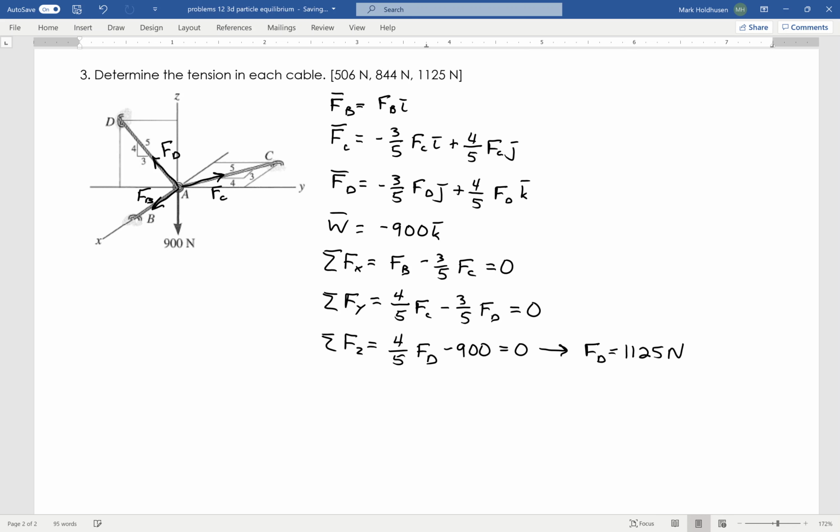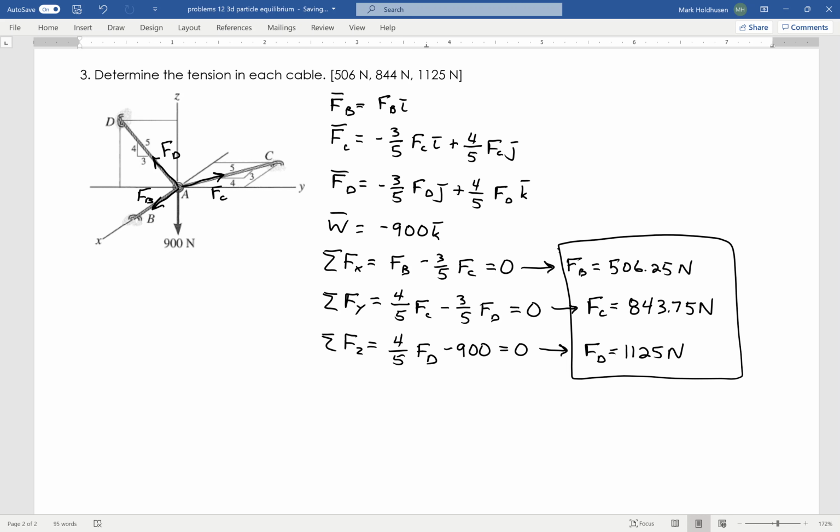Then I can take that, plug it into this equation right here, find FC, and it's equal to 843.75 newtons. Okay, now that I know FC, I can come up here and find FB, which is going to be 506.25 newtons. So again, free body diagram, write each force in Cartesian form, then sum up your x, sum up your y, sum up your z, set them equal to 0 because I'm in equilibrium, and then solve the equations. Either this one you can do by hand pretty easily, or using an equation solver of some sort on a calculator or online.